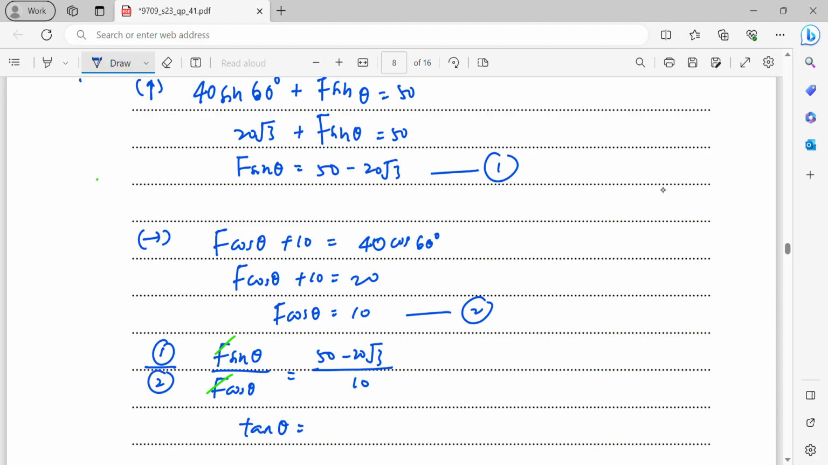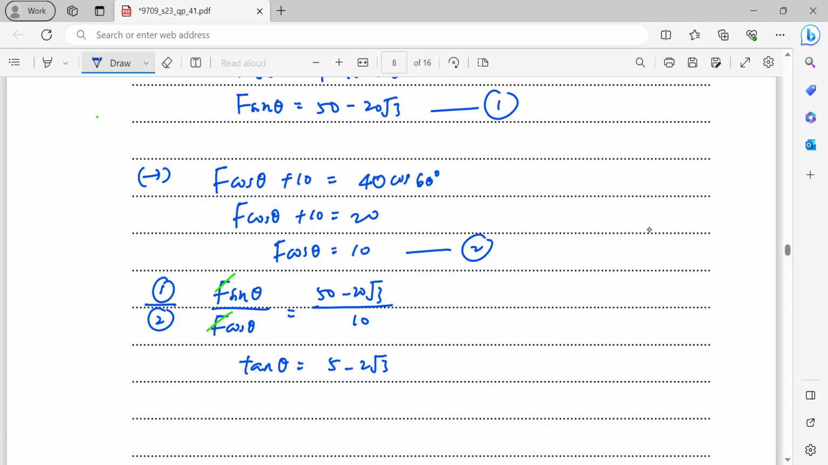So then 50 over 20 over 3, 20 square root 3 over 10, you will get 5 minus 2 square root 3. So we can cancel off all the 10s. Alright. So since your tangent theta is this value, then the theta is going to be 56.93 degrees, and then correct to one decimal place, the final answer for theta is going to be 56.9 degrees. So I find the theta first.